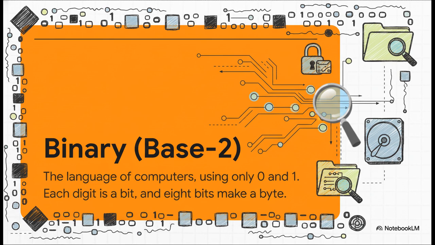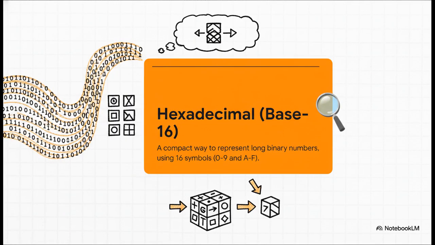Every single thing on your computer, your photos, your emails, this explainer you're watching, it's all just stored as a massive sequence of 2 symbols, a 0 and a 1. Each one is a bit, and when you get a group of 8 of them, that's a byte. Okay, so trying to read millions and millions of ones and zeros would be, well, impossible, right? So investigators use a really practical shorthand, hexadecimal or base 16.